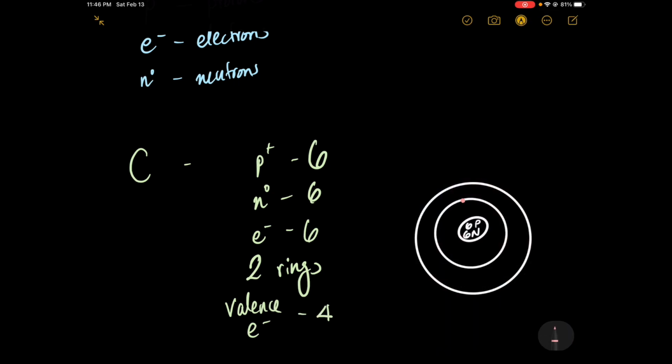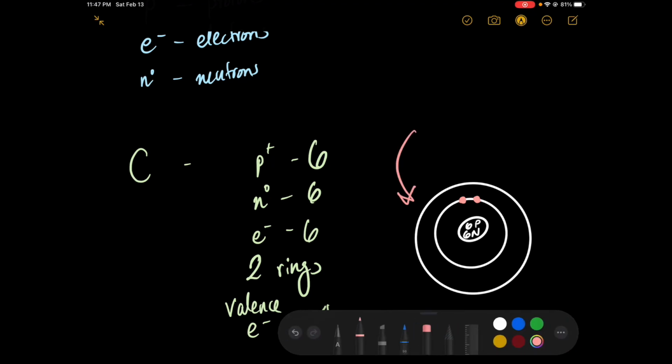Our first ring can only have a maximum of 2 electrons. This is true for any element. Our second ring can only fit up to 8 electrons. This is also true for any element. Another ring that can only fit 8 electrons is the last ring. In our scenario, our last ring and our second ring are the same, so regardless it would have been 8.